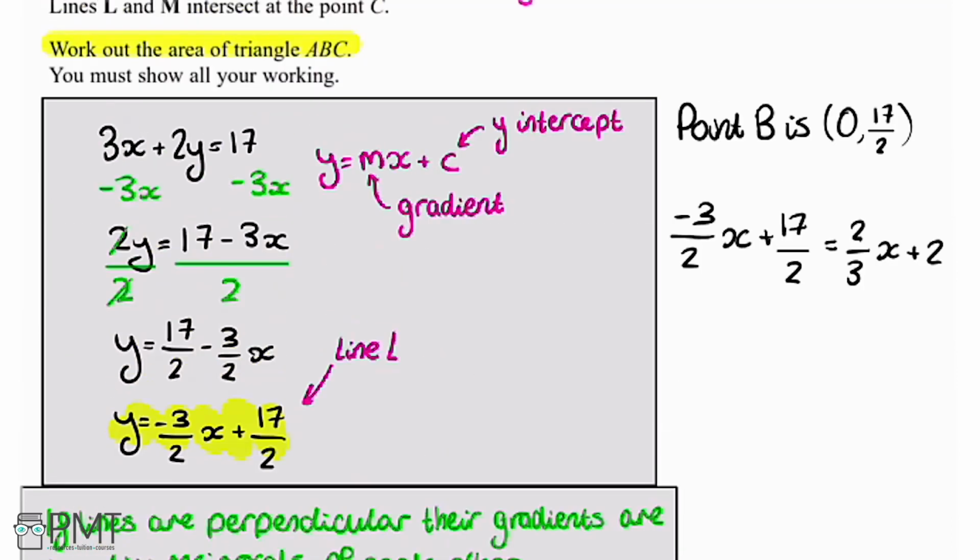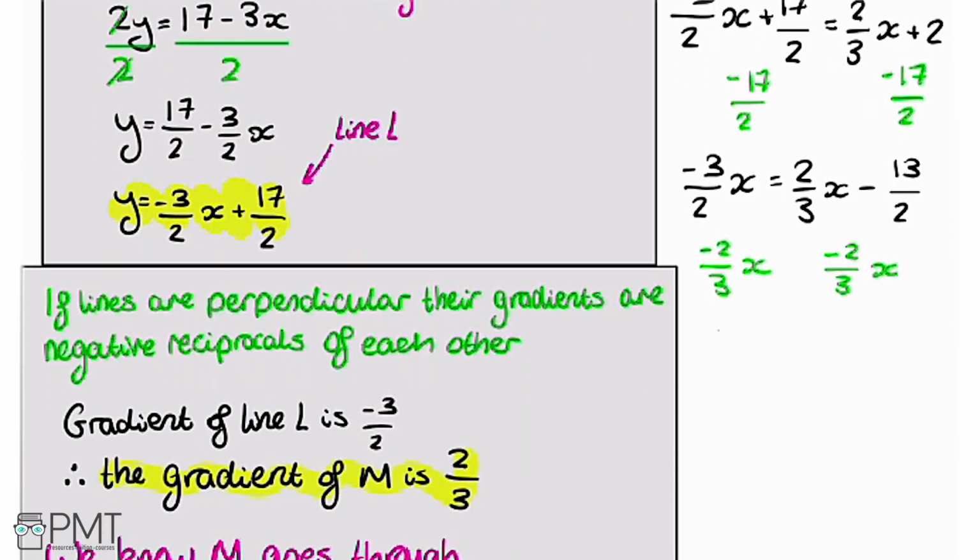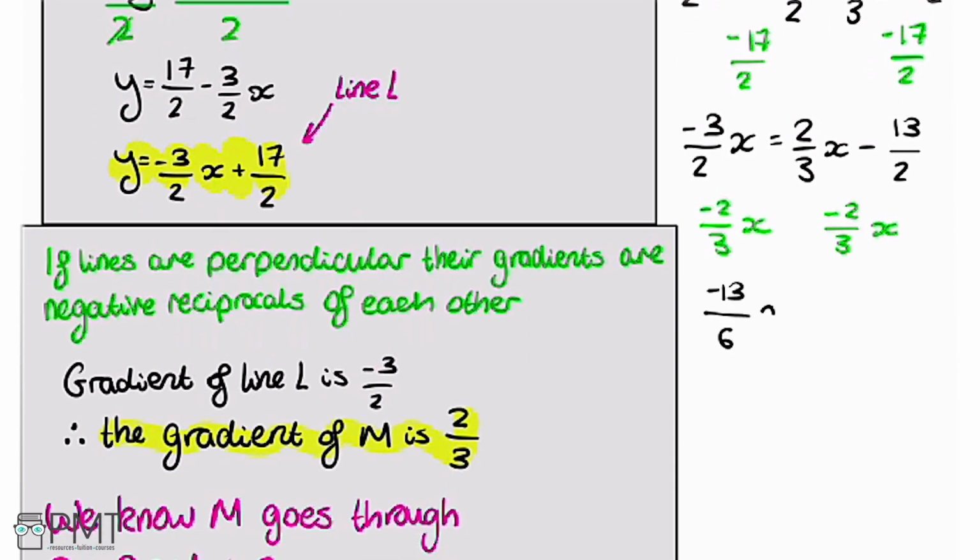So we now just need to tidy all of this up. I'm going to get all of the x's on one side and all of the constants on the other side. If I subtract 17 over 2 from both sides, we get minus 3 over 2x equals 2 over 3x, and if we do 2 minus 17 over 2, we get minus 13 over 2. Now if we subtract 2 over 3x from both sides, we're left with minus 13 over 6x on the left hand side, and minus 13 over 2 on the right hand side.